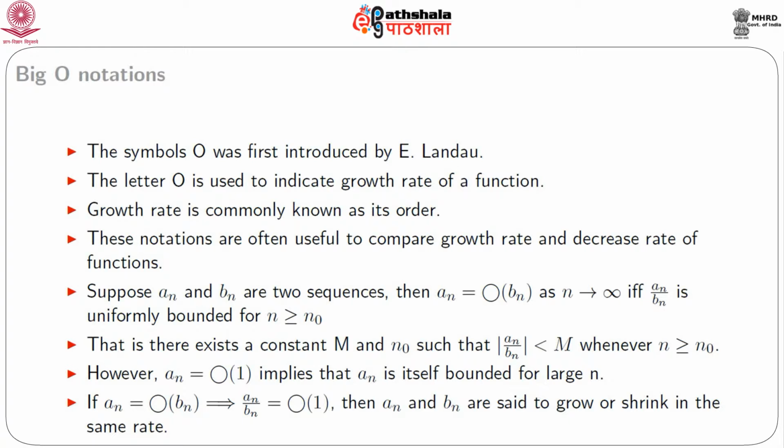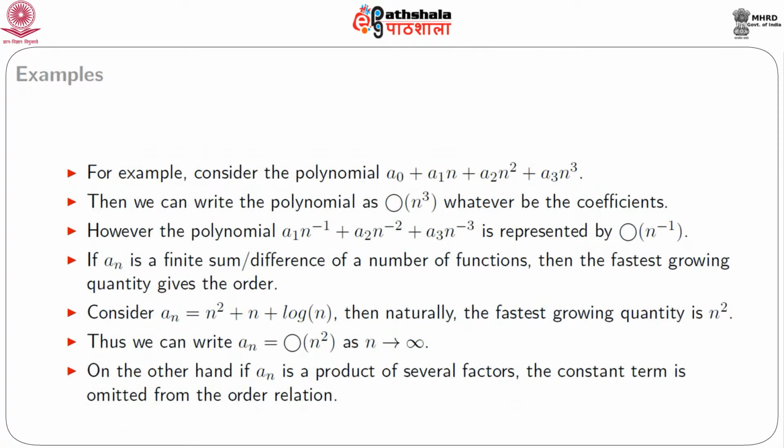Now, if a_n equal to O(b_n), then it implies the ratio a_n by b_n is O(1), and then a_n and b_n are said to grow or shrink at the same rate. Let us illustrate the concepts of big O by means of some examples. In our first example, consider the third degree polynomial a_0 plus a_1 n plus a_2 n^2 plus a_3 n^3. Then we can write the polynomial as O(n^3), whatever be the coefficients.